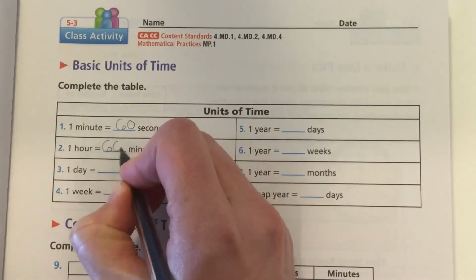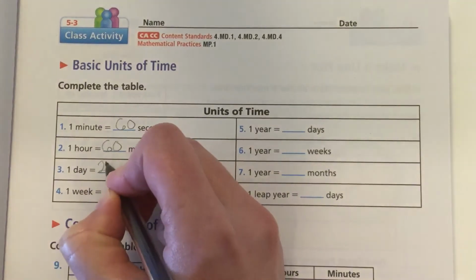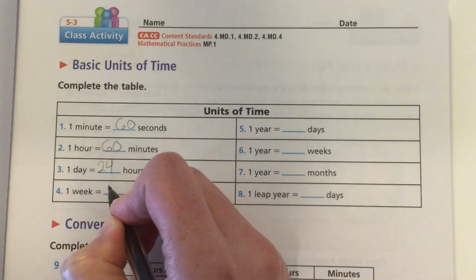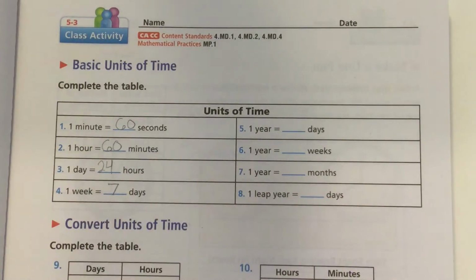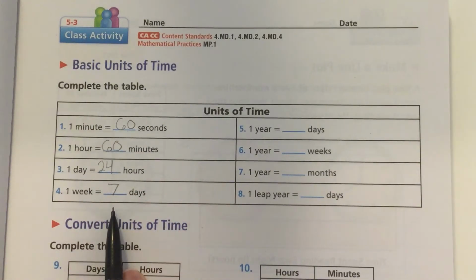1 hour equals 60 minutes. Go ahead and make sure you fill this in your math book, because this chart will help us as we work on conversions later. So even though the answers might be very obvious to you, you want to make sure you have them written down, because later when we're trying to figure out what to multiply or divide, this will make it easier for us.